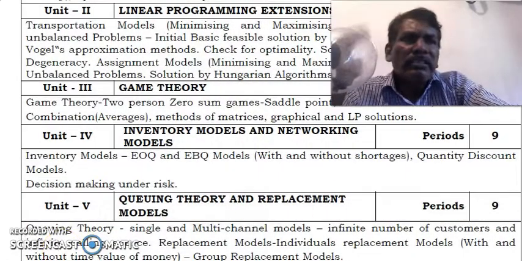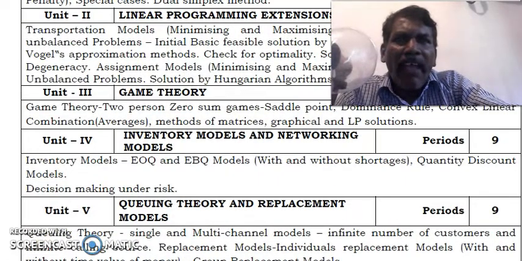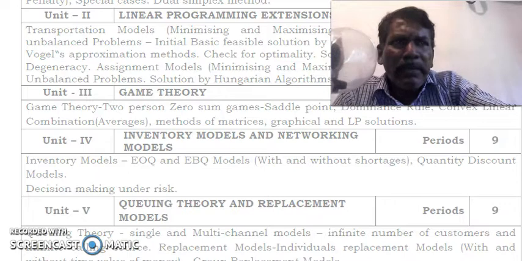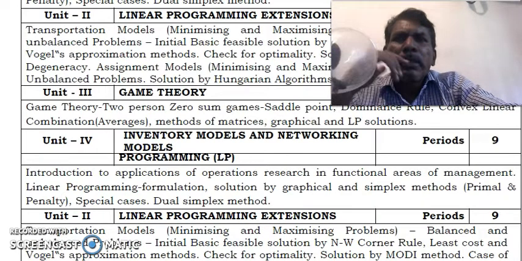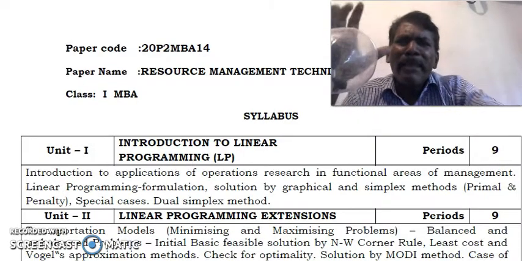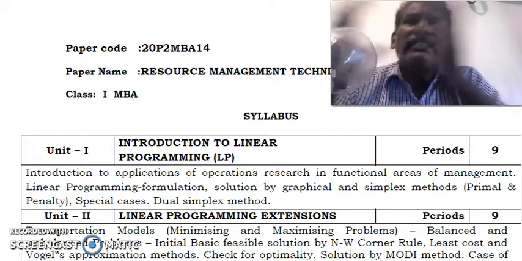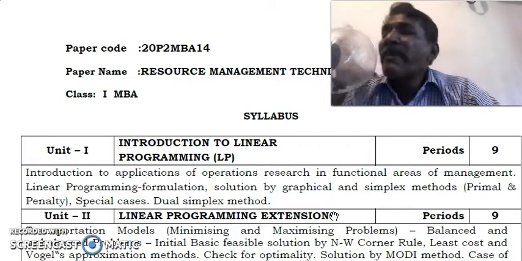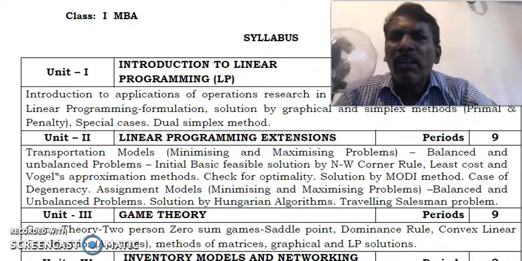Let us recall what the syllabus has. The first unit talks about the linear programming problem. There's some problem, I think the software is not working. Okay, we'll discuss now. In the first unit we talk about the linear programming problem, its formulation, and solving it by the graphical method or by the simplex method. In the second unit we talk about linear programming extensions, mainly focusing on the transportation problem and the assignment problem.